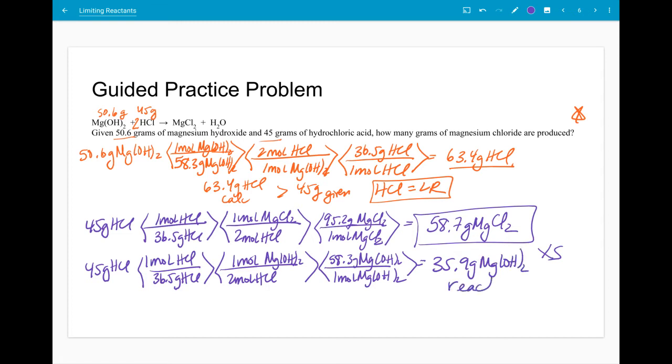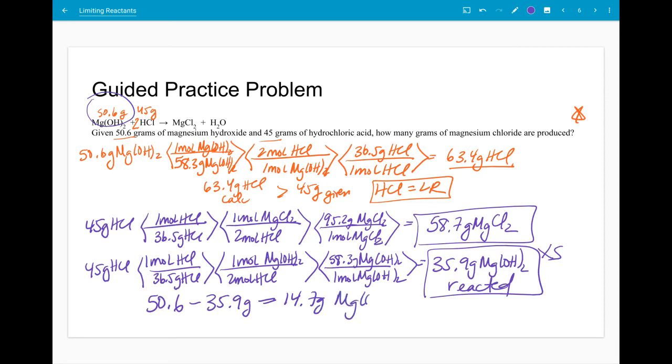And this is reacted. Now, if your reacted number is ever larger than what was given, then you have your limiting reactant switched. So to find my excess, I'm going to take 50.6 minus the 35.9 grams reacted, and I found it to be 14.7 grams of MgOH2 in excess.